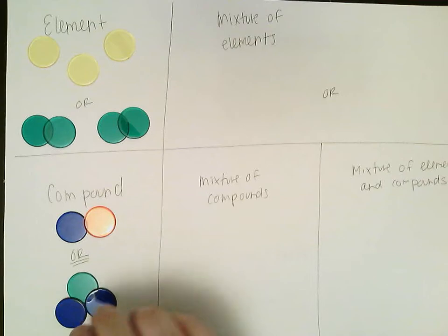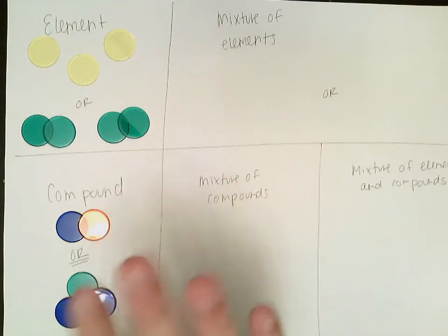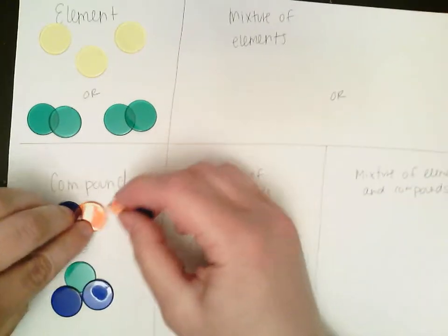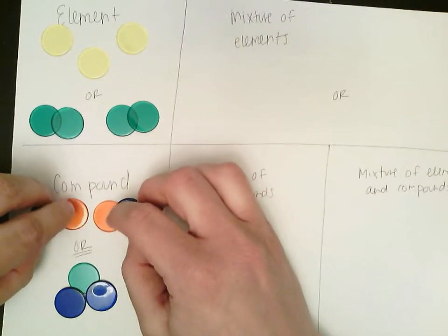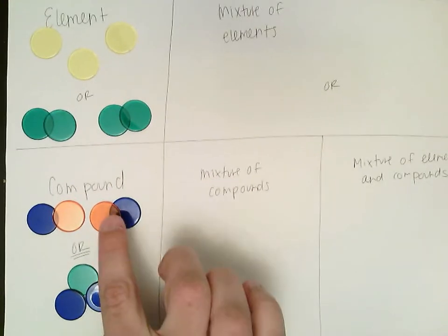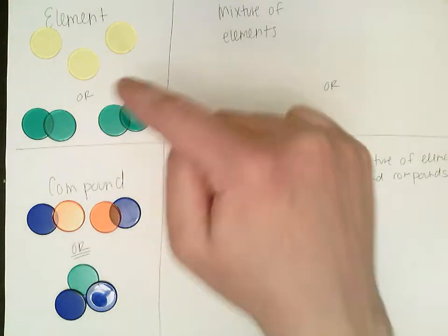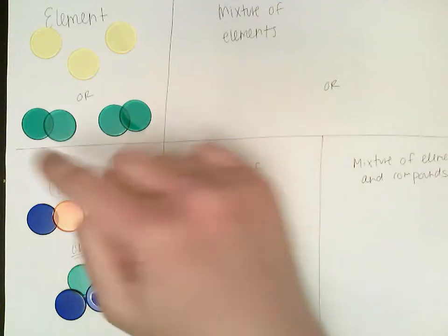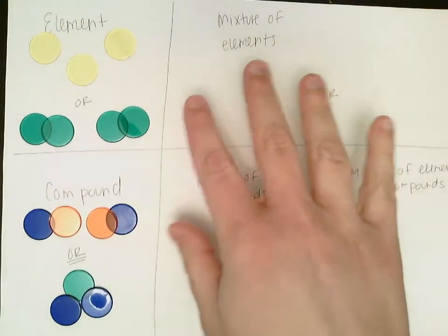And so both of those are options for a compound. But notice there's only one of them. So say that I wanted this to still be just a compound. I could put another set of that there, and that's still a compound. I just have two of them. Just like up here, this isn't a diatomic, this is a diatomic. I just have two of them. It's still an element.